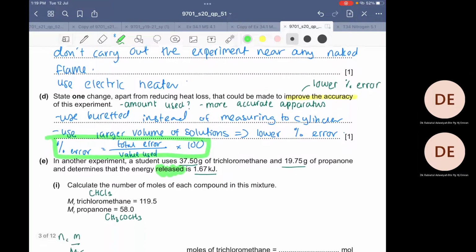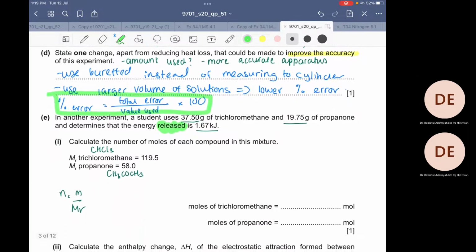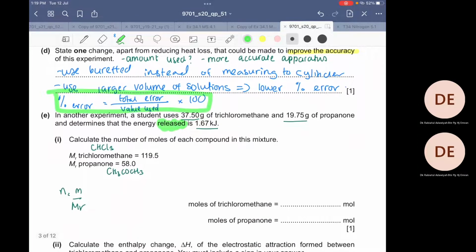Next is calculation. To find the number of moles, you use mass over Mr. I would expect you to have already calculated the number of moles of trichloromethane, which is just 37.50 divided by 119.5, and you should get 0.214. And then for propanone, same thing, mass over Mr, it's 0.341.